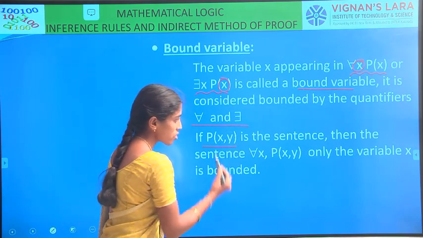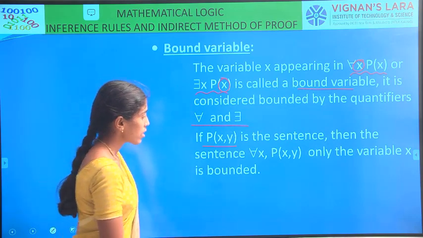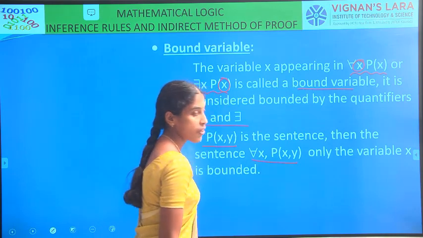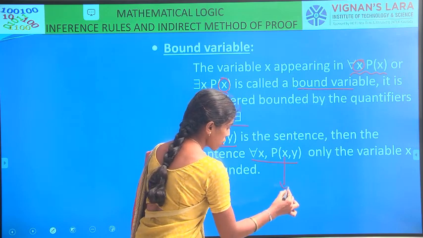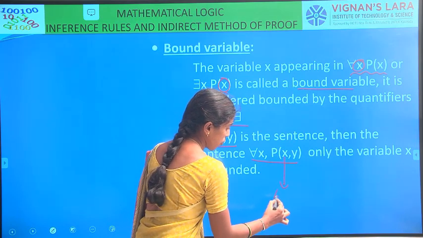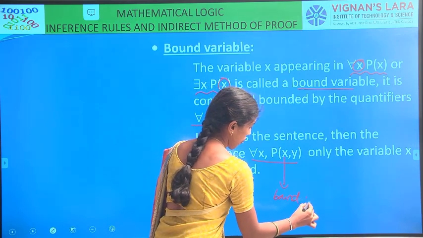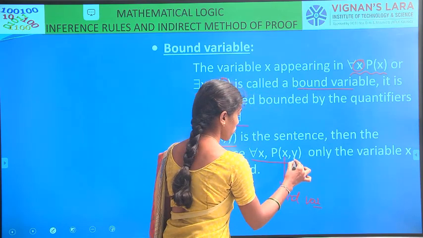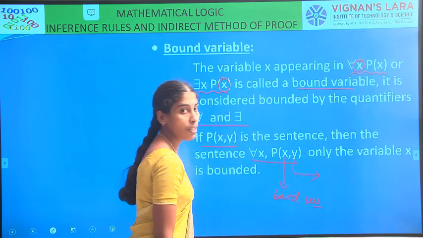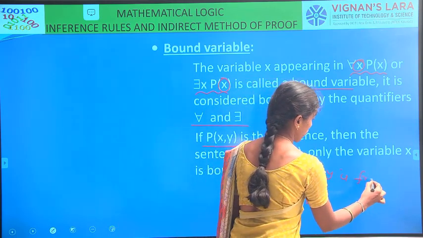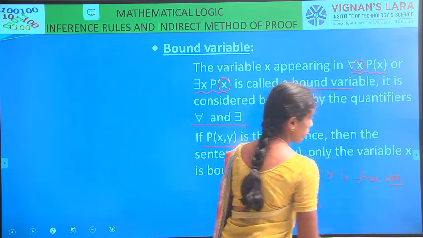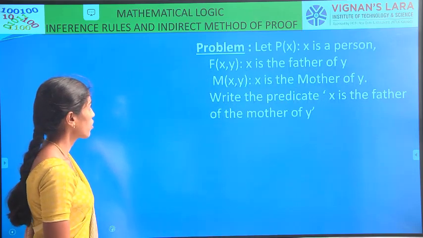If P of x, y is the sentence, then consider the sentence for every x P of x comma y. Which variable is quantified here? X is quantified. So x is a bound variable, because there is no quantifier for this y. Y is a free variable, right? Now, next one.